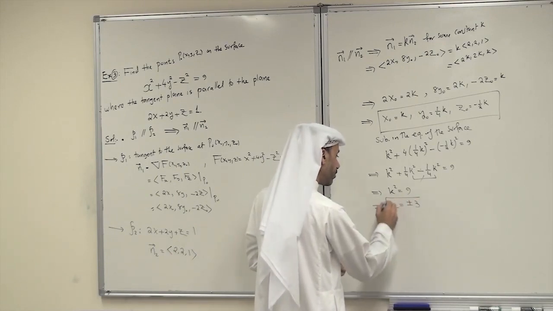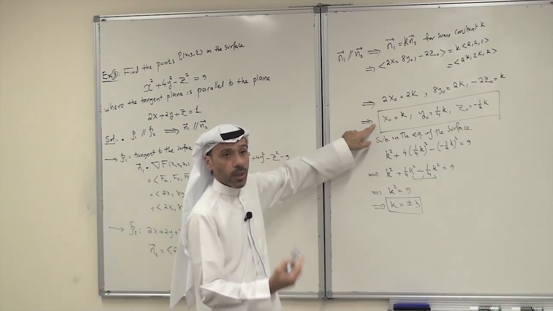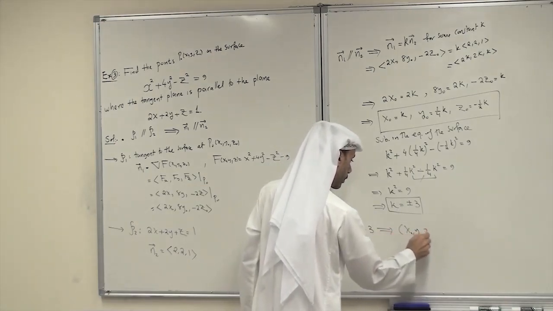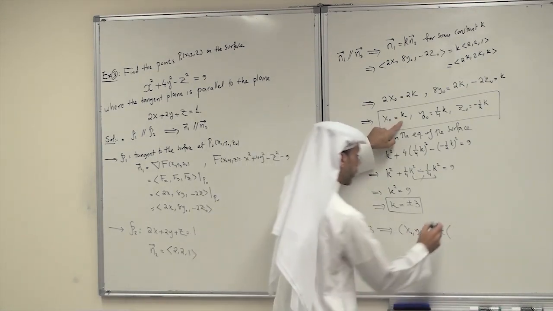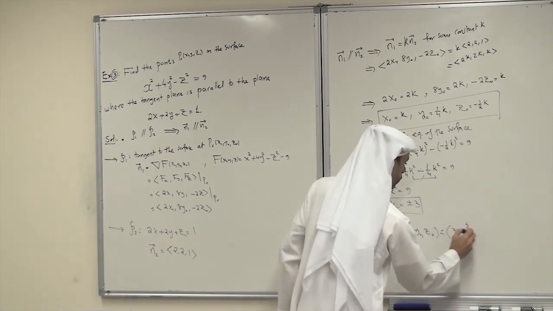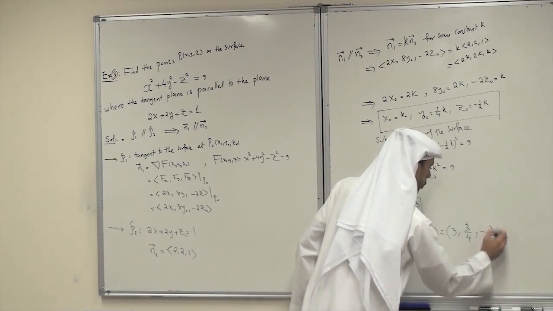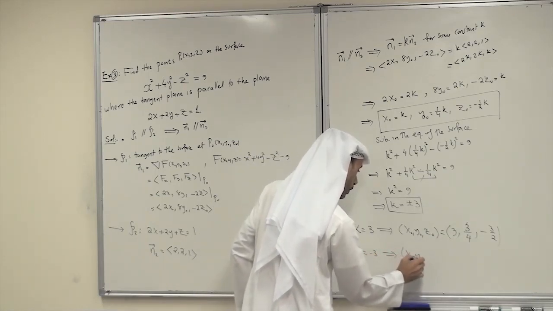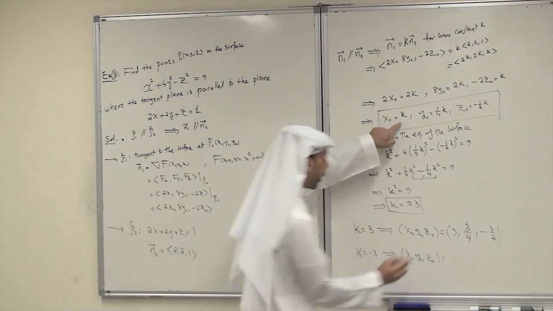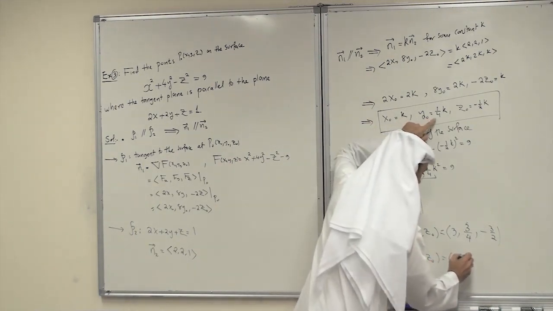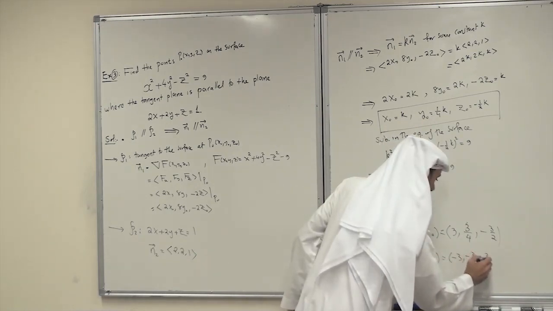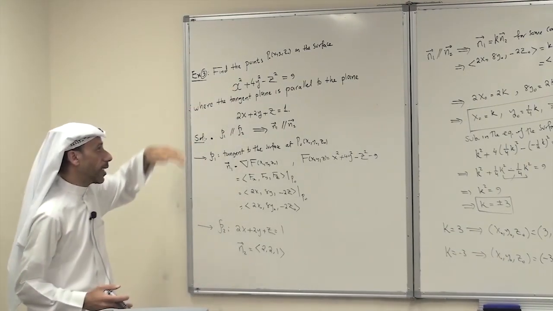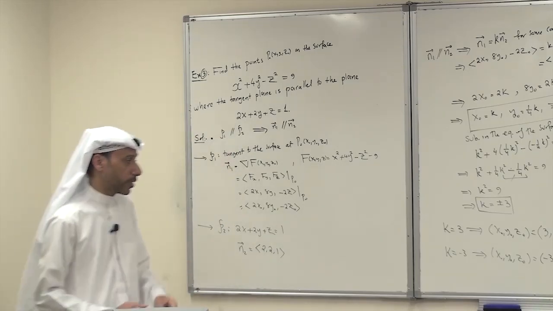Substitute these values of k in the equations here to get x0, y0, z0. So if k equals 3, I get 3, 3 over 4, and minus 3 over 2. So this is the first point. When k equals minus 3, again substitute, I get minus 3, minus 3 over 4, and 3 over 2. So in fact we have 2 points on the surface at which the tangent plane is parallel to the given plane. So these are the 2 points.